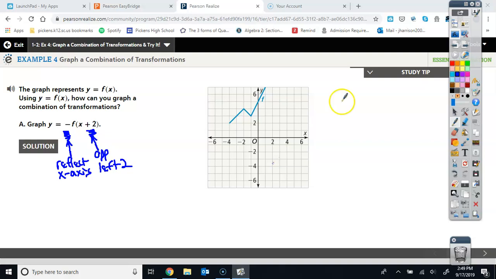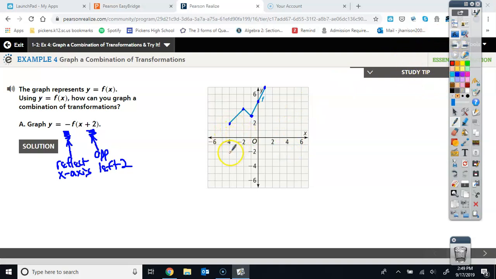So what we're going to do, you can do either one first. My personal opinion is to work with the flip or the reflection first, and then go with the left 2 spaces. So if I take this point right here, and this point right here, and this point right here, and this point right here, and this point right here, do I need all of them? No, but it gives me a way to kind of figure out where the new points are going to be.